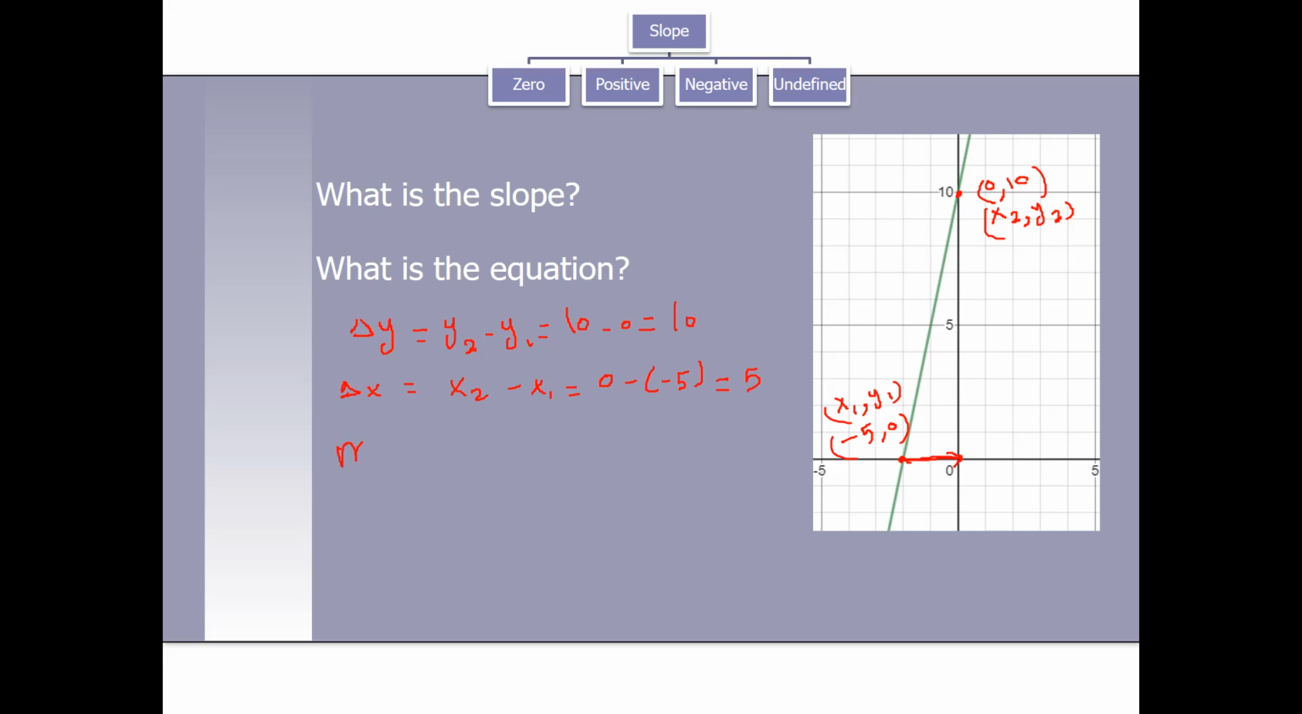So the slope will be delta y divided by delta x. That is 10 divided by 5, which is 2. So the slope is 2. And now the y-intercept, what is the y-intercept? This is the y-intercept, 10, okay? The value of y at the intersection point between the line and the y-axis is 10. So the equation here will be mx plus b. That is, m is 2, 2x plus 10. So this is the equation of the line, and this is the solution of this question.